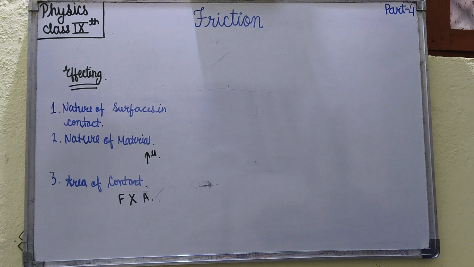Example, 1 kg of iron sheet with greater area will exert the same frictional force as 1 kg iron cube with lesser area. This is because the normal reaction of the two objects is the same.